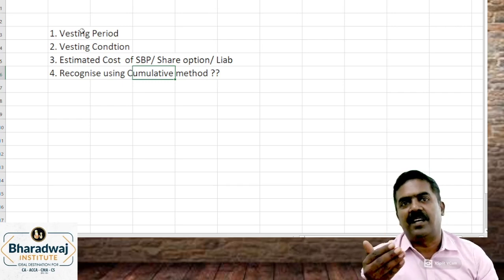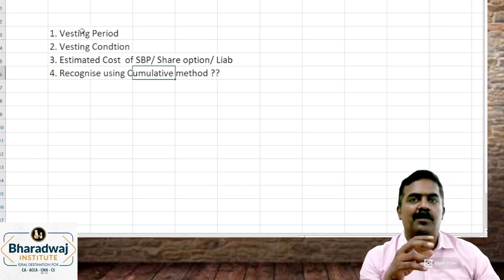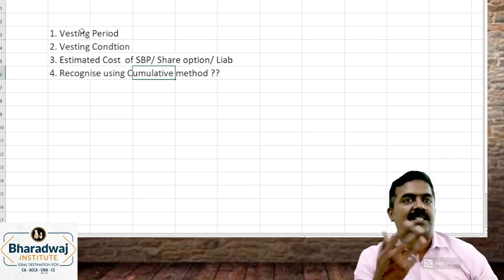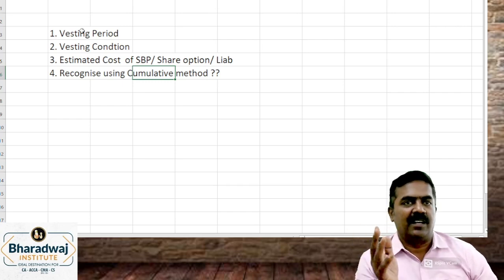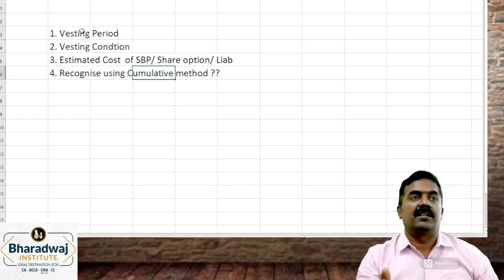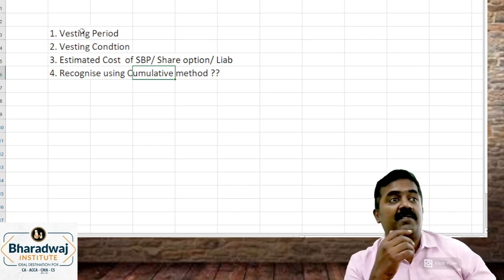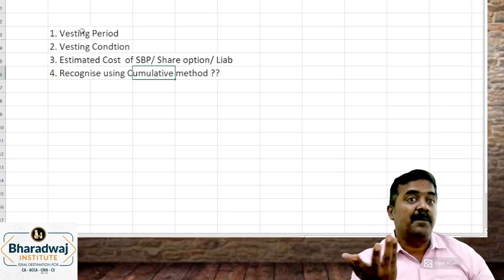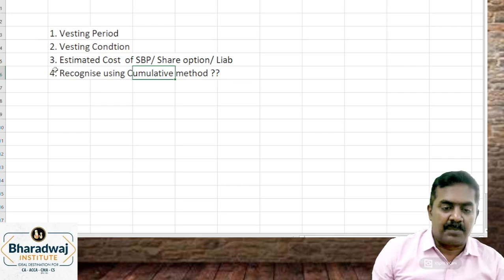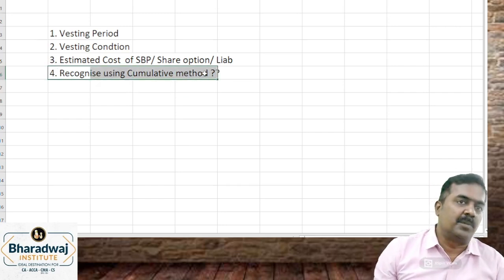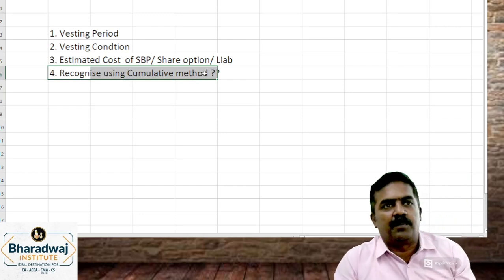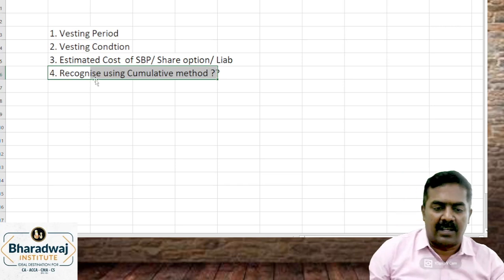Sometimes the vesting period may get extended also. For example, if the turnover of the first year and second year totals 300 crores, the option vests in the second year. If it is not satisfied, and the turnover of the first, second and third year crosses 600 crores, the option will vest in which year? Third year, like that. Sometimes the vesting period itself might change. So it's better to recognize using which method? Cumulative method. See, the cumulative expenses minus the expense recognized in the previous year. The difference will be recognized, like that.